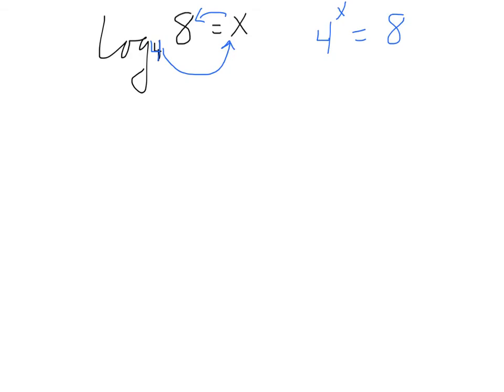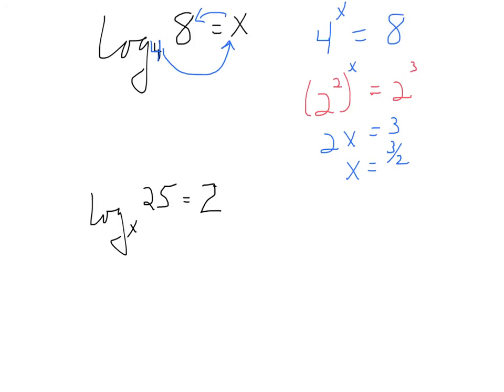And so the common base I'm going to use in here is 2. I would take each of these to base 2. And so 4 becomes 2 squared, and 8 becomes 2 cubed. And keep in mind that x was already there on the 4. And so now I'm going to solve the equation 2x equals 3, which means x equals 3/2. And that's my answer.